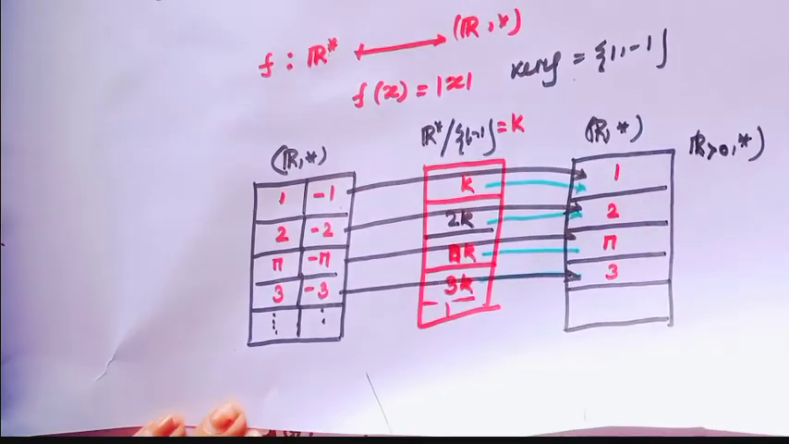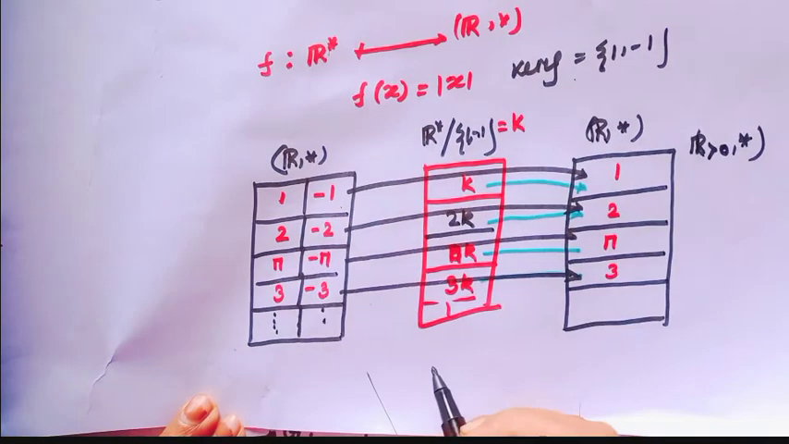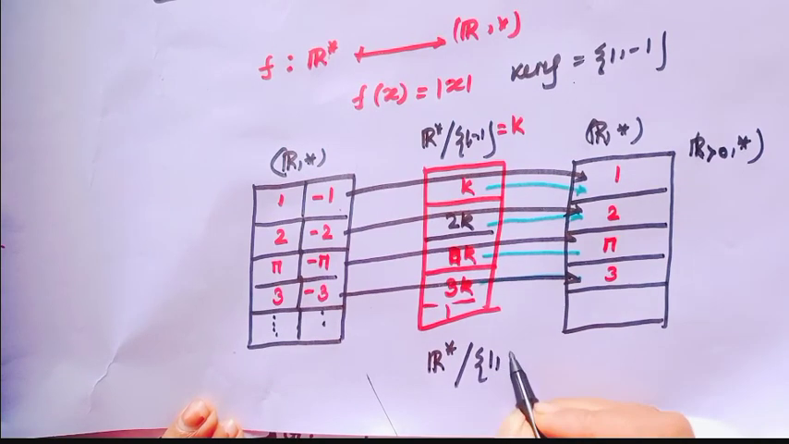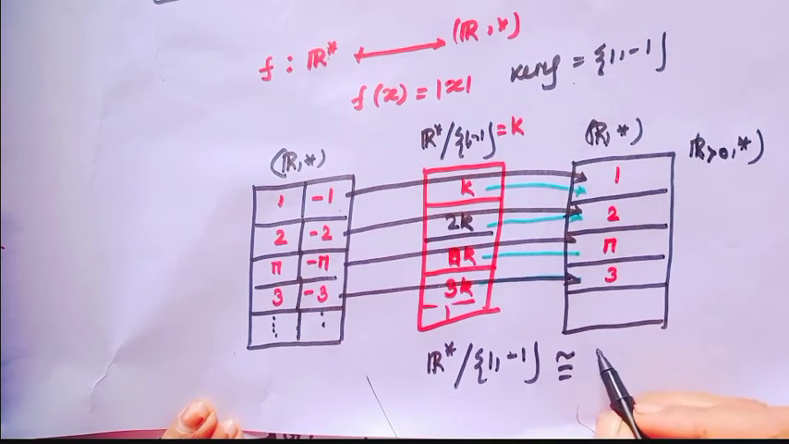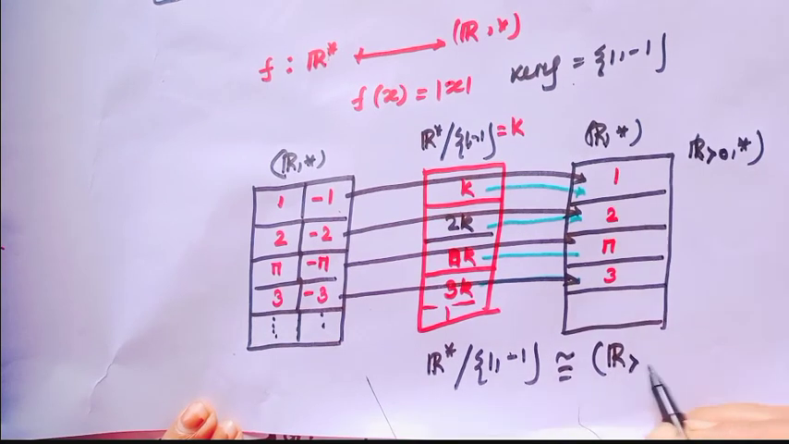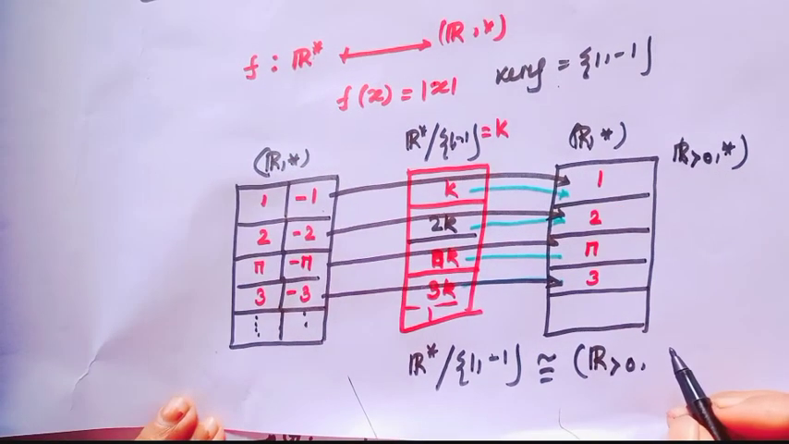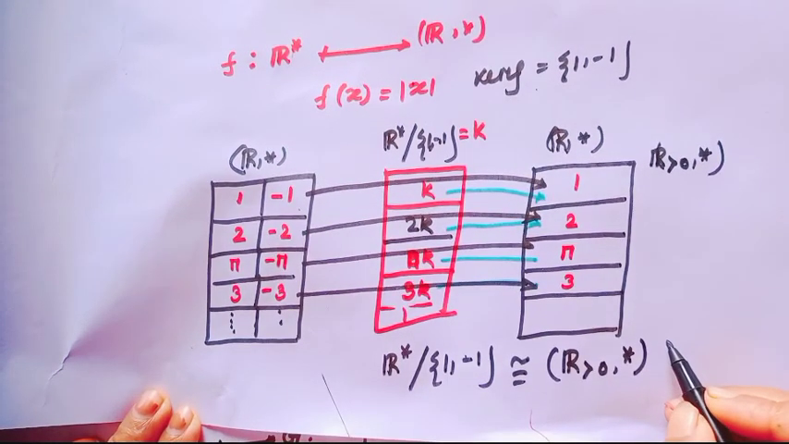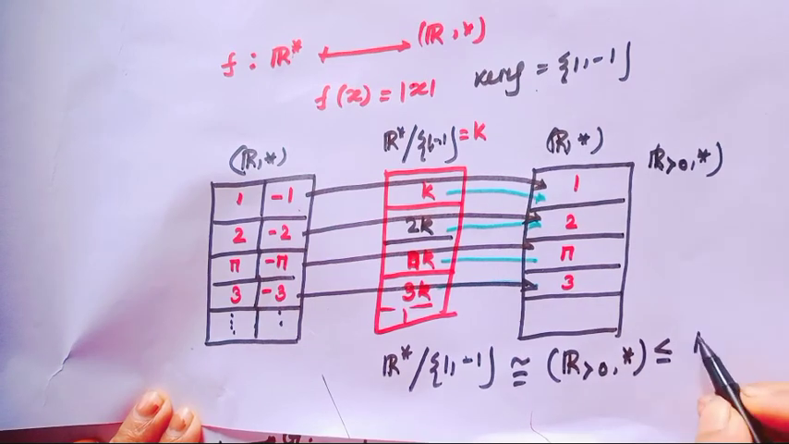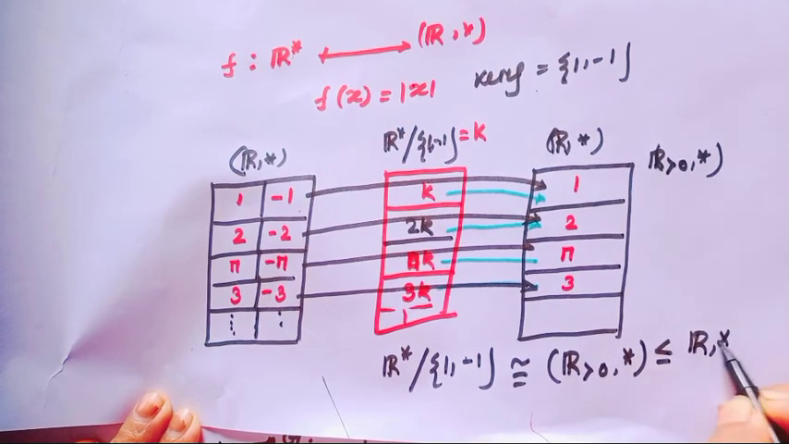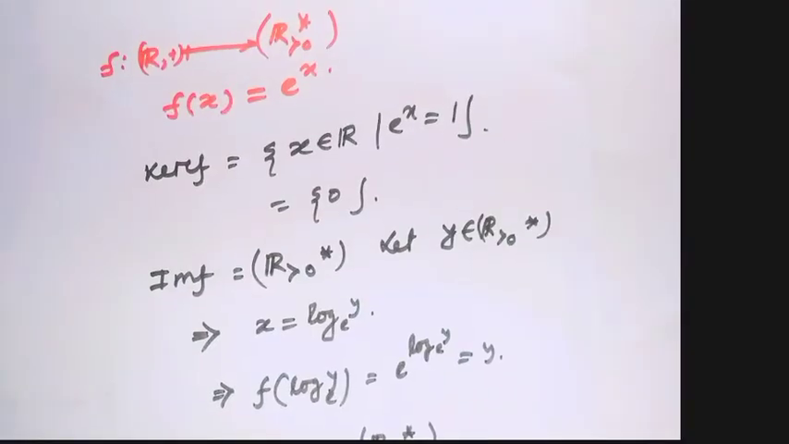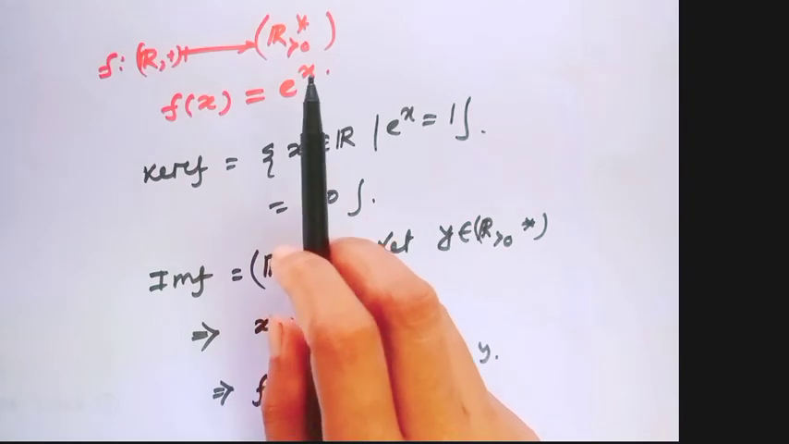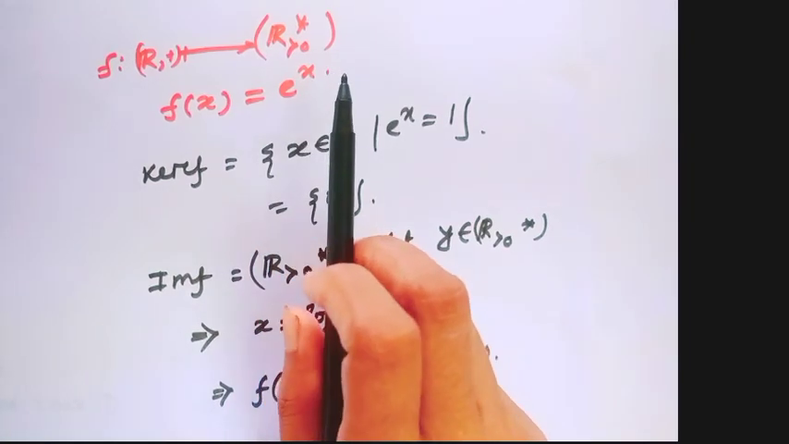So we can tell by the first isomorphism theorem, R star mod {1, minus 1} is isomorphic to R positive, all positive real numbers under multiplication, which is a subgroup of all real numbers under multiplication. I have seen in my previous video non-zero real numbers under addition isomorphic to the set of all positive real numbers under multiplication.